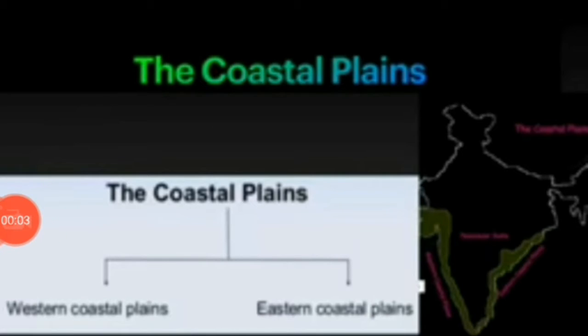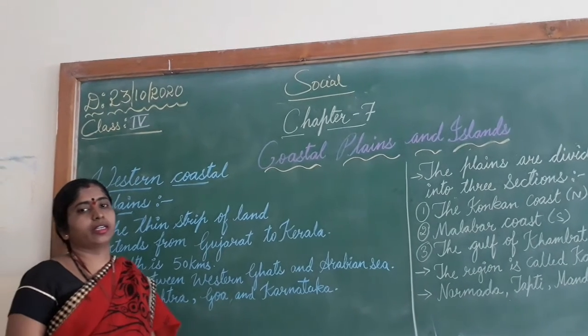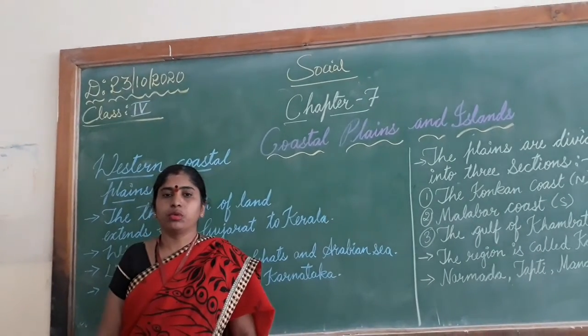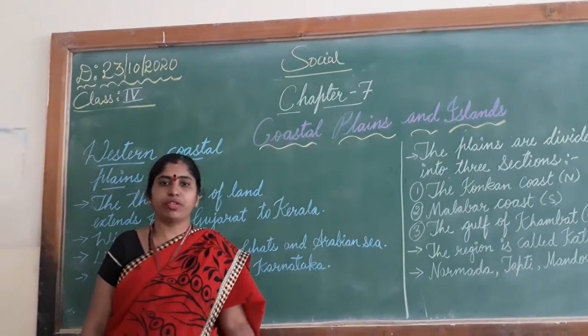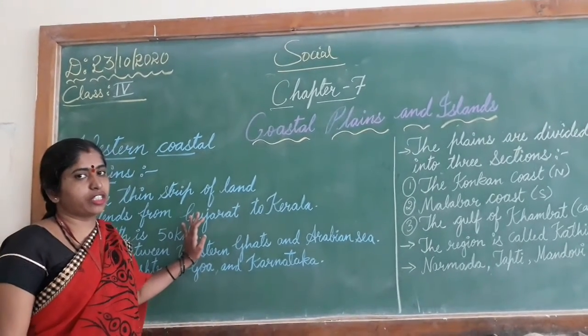The coastal plains are divided into the eastern coastal plain and the western coastal plain. The eastern coastal plain is divided into 3 divisions: first, Utkal plains, and second, Andhra plains and Tamil Nadu plains. And I have explained in detail about the states of Odisha and Puducherry. As you know children, the coastal plains are divided into 2. The first one is the eastern coastal plain which we have looked at. Now let's study about the western coastal plain.